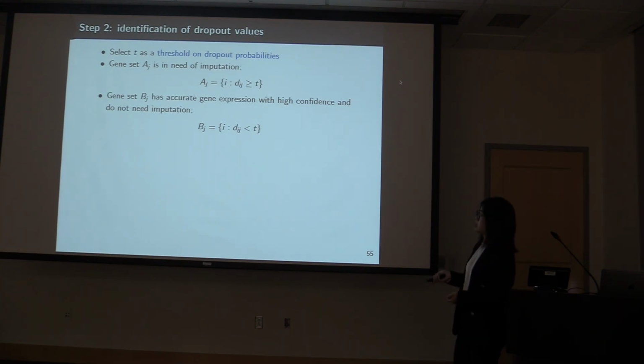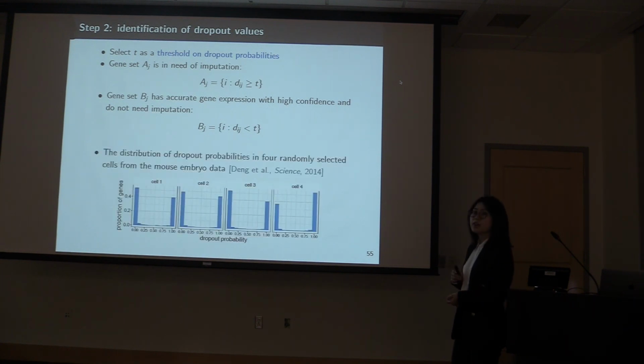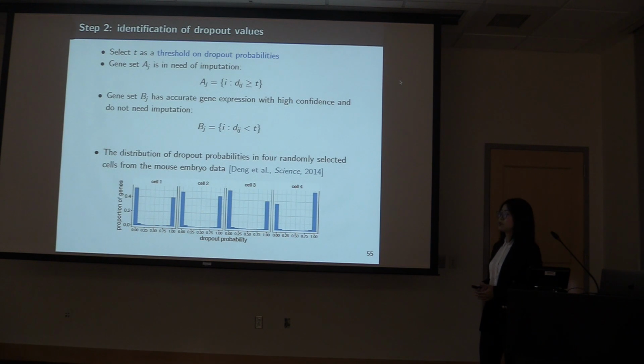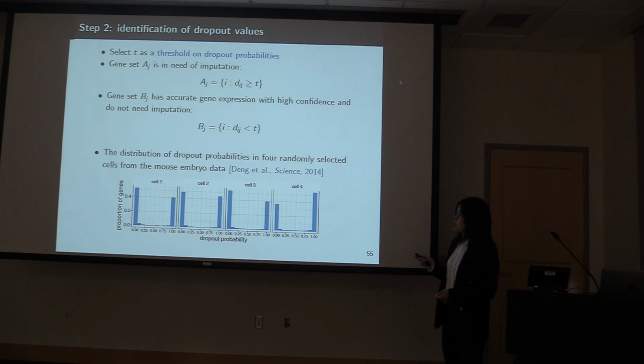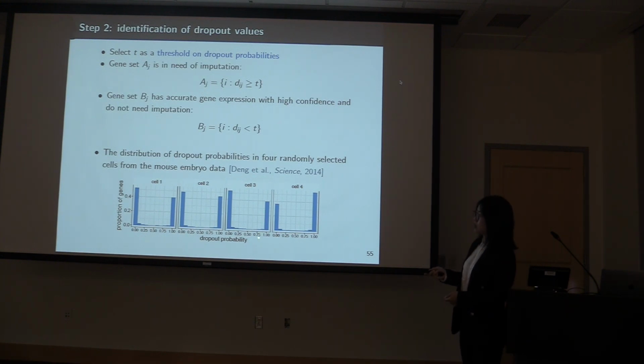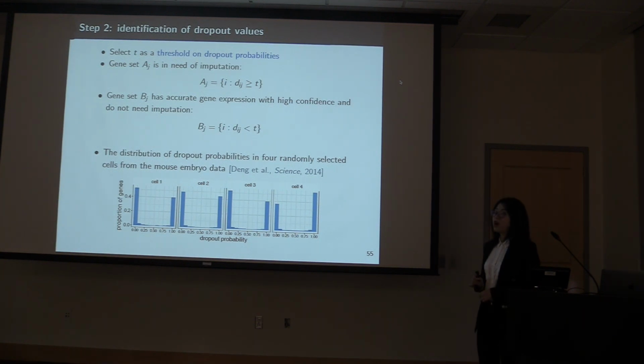By default, this threshold is set to 0.5 in our method, but we conducted a sensitivity analysis to show that the imputation result is not sensitive to the selection of this threshold. As an example, I'm plotting the calculated dropout probabilities in 4 cells from a real data set. We can see that most of the values are close to either 0 or 1, and the selection of this threshold only affects a small number of genes.